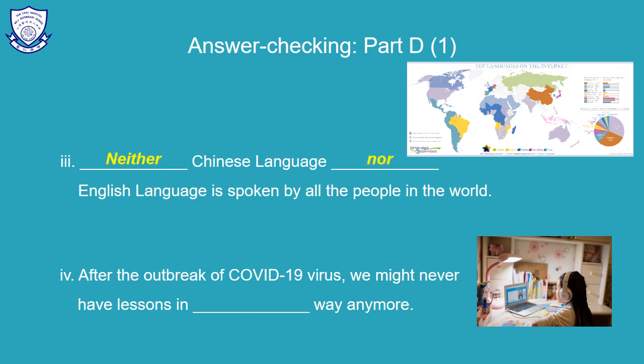Sentence number three. Neither Chinese language nor English language is spoken by all the people in the world. Sentence number four. After the outbreak of COVID-19 virus, we might never have lessons in the same way anymore.